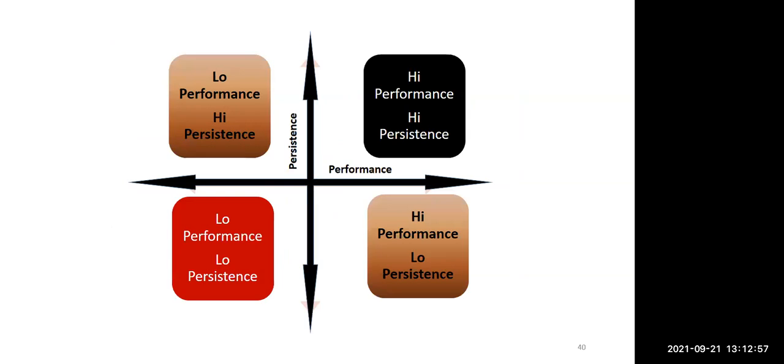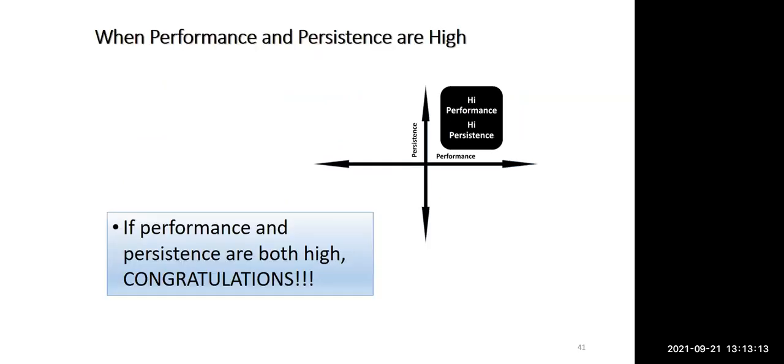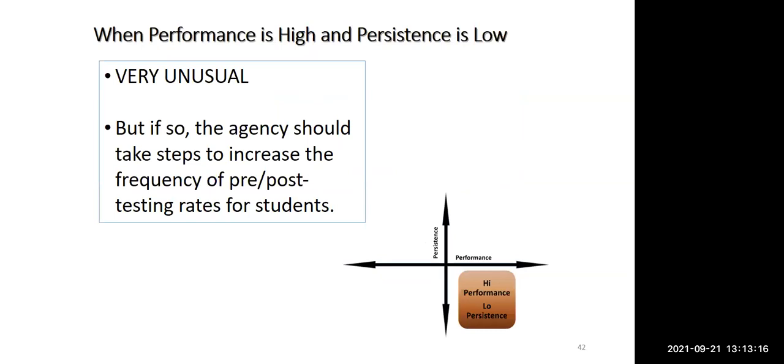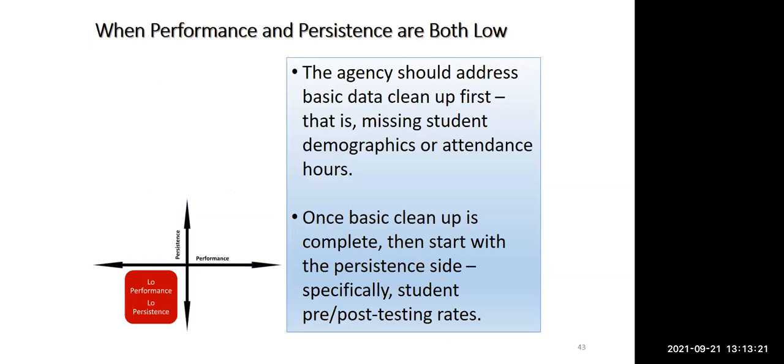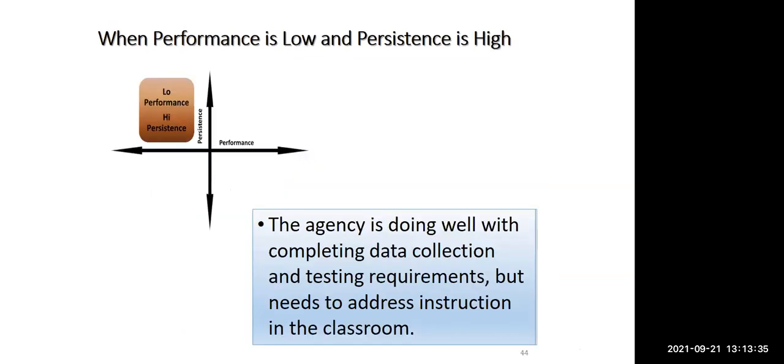I don't want to talk about this too much because I've been talking about it forever for the last few years, but we've talked about how sometimes performance is good, other times it's bad. Sometimes persistence is good, other times it's bad. This is just looking at those quadrants. Again, we don't need help if everything's good. It's really unusual to have performance good when persistence is bad. So we're focusing on times when performance and persistence are both bad. That means we need to really look at cleaning up our data, getting more students pre and post tested, and then moving forward with improving instruction.